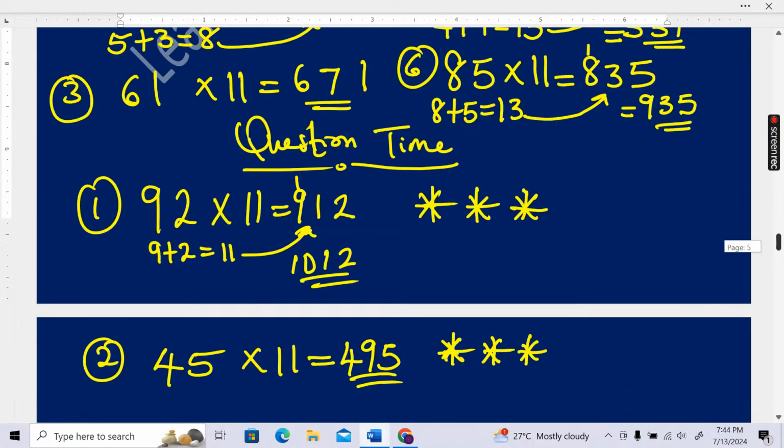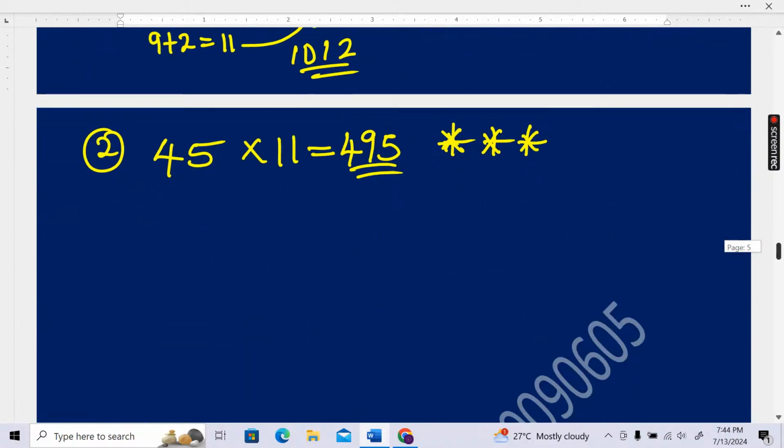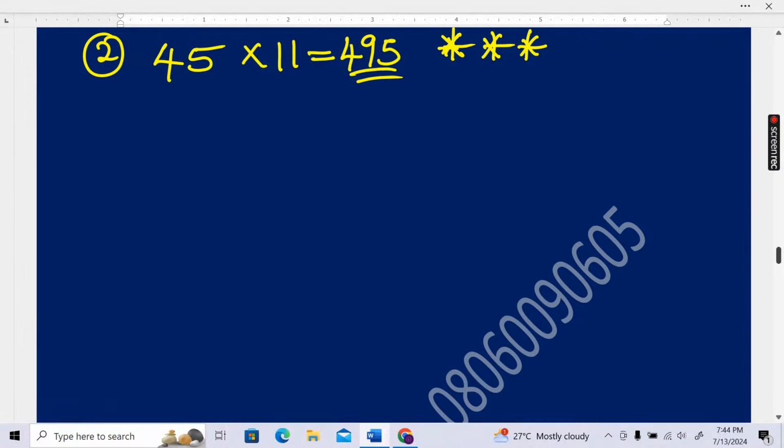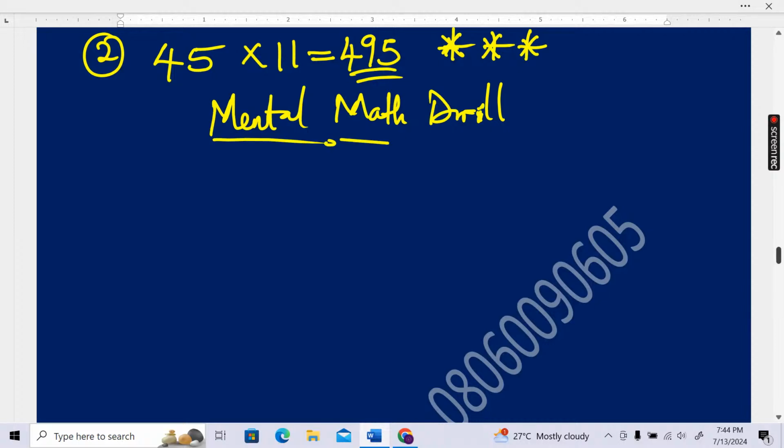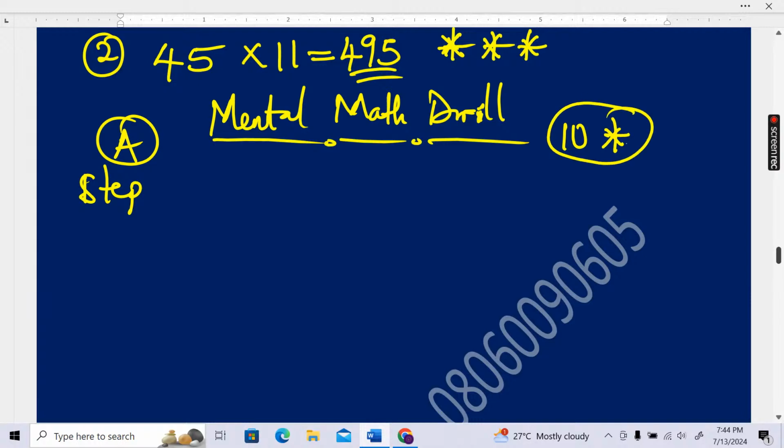All right, so presently we are moving on to mental math drill. Okay, ready? Mental math drill. If you don't listen, you will not be able to do this and you won't be able to give me the answer. So I'll begin to drill you now in mental math. Now, step 1. This is the part A. For this step 1, I'm giving whoever gets the answer right 10 stars.